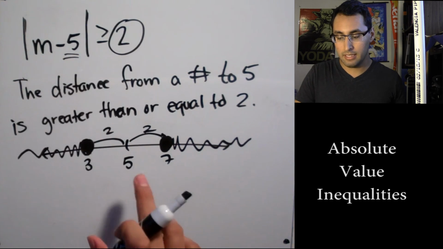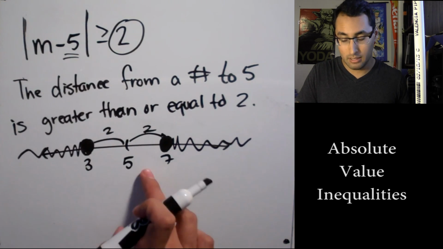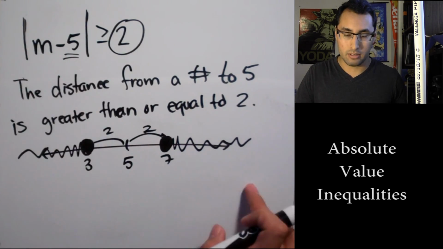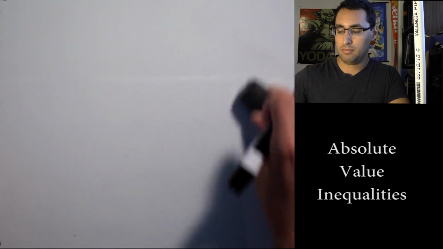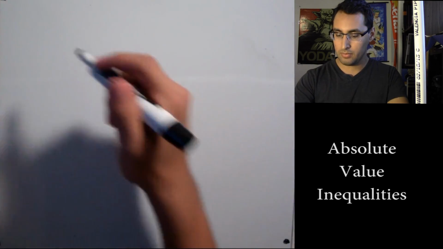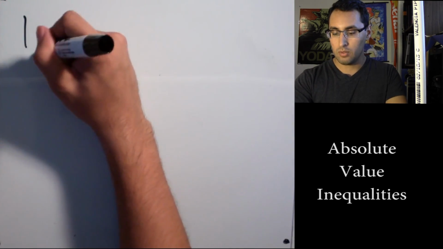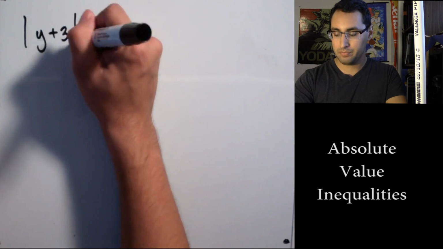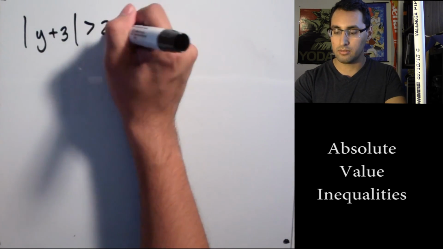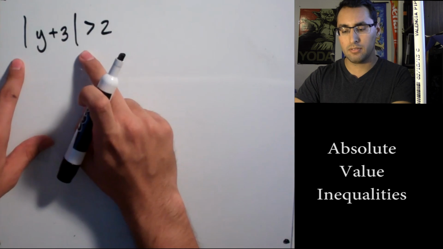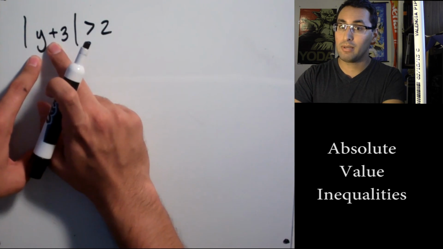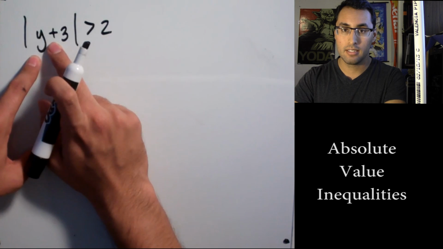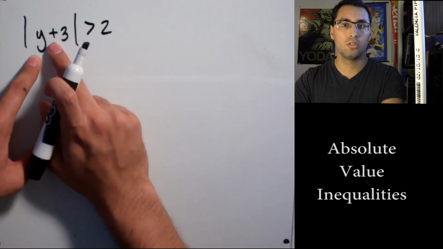If it were less than, I would shade inside. Greater than, outside. Alright, now let's put this up one level. I'm going to give you this: absolute value of y plus 3 is greater than 2. Let's read this. This says the distance from a number to... it should be a minus sign, and it's not.